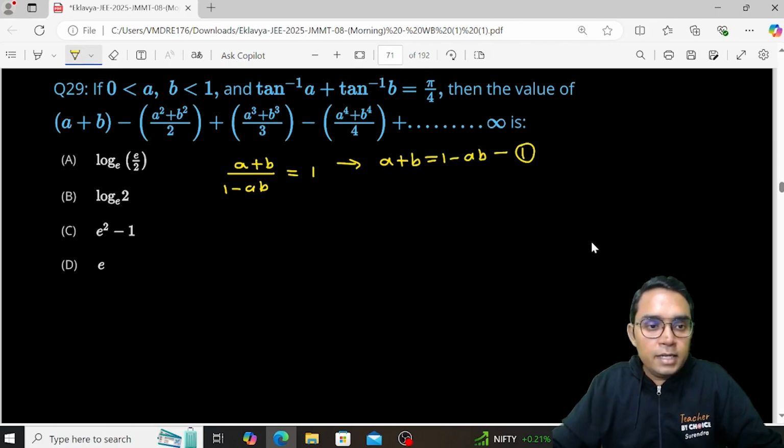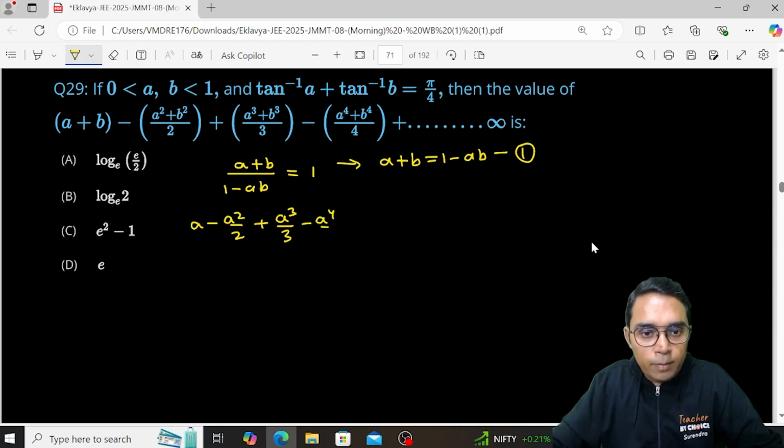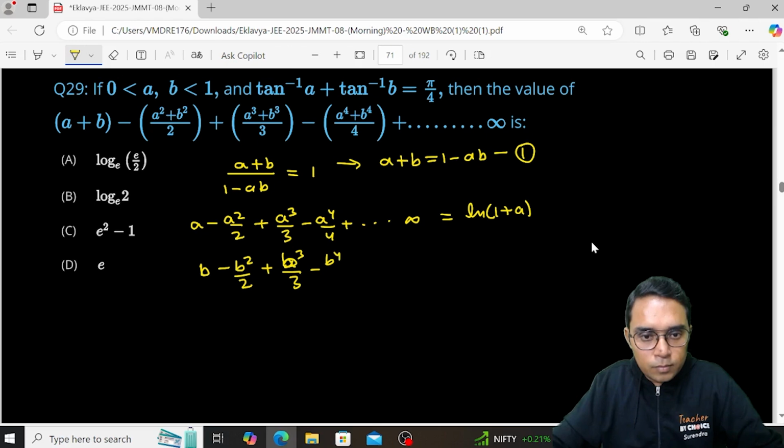Now this infinite series, if you look at this, it is actually the expansion of ln of 1 plus A. A minus A square by 2 plus A cube by 3 minus A power 4 by 4 and so on up to infinity. This is nothing but ln of 1 plus A. Similarly, for B also you can check B minus B square by 2 plus B cube upon 3 and so on. So that will be ln of 1 plus B.